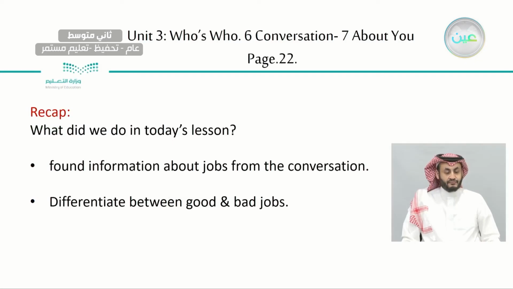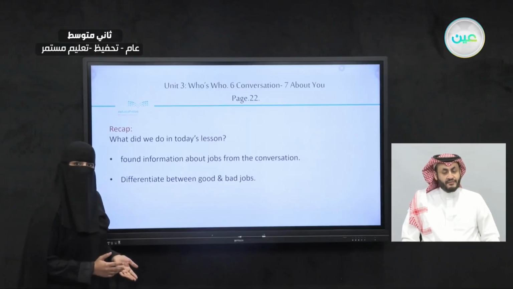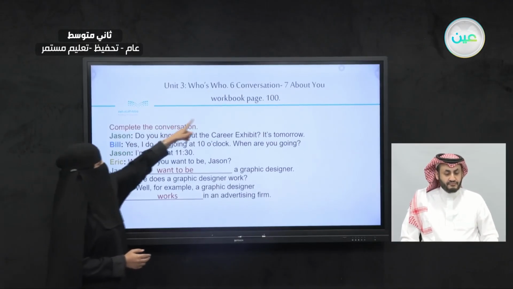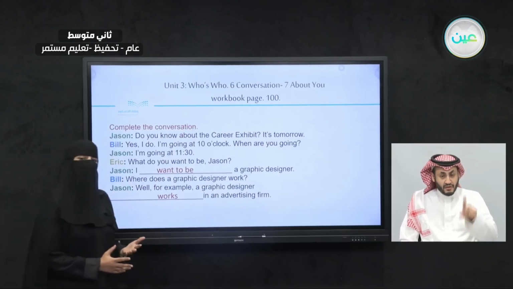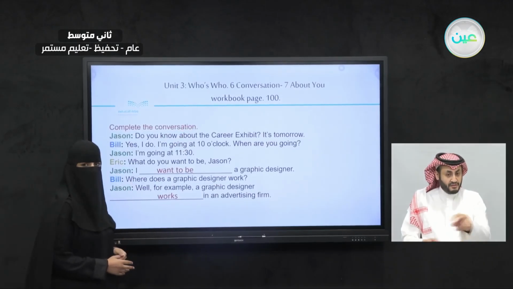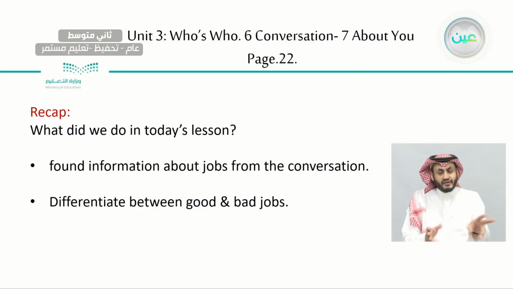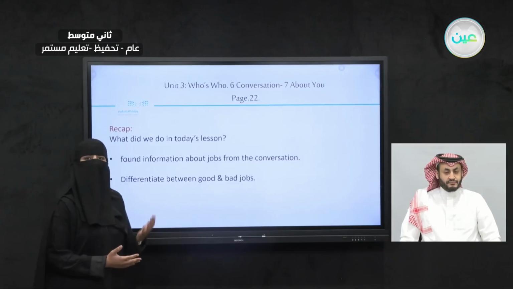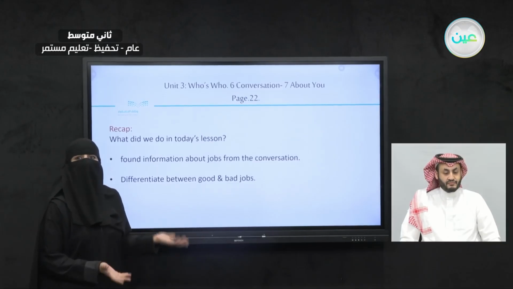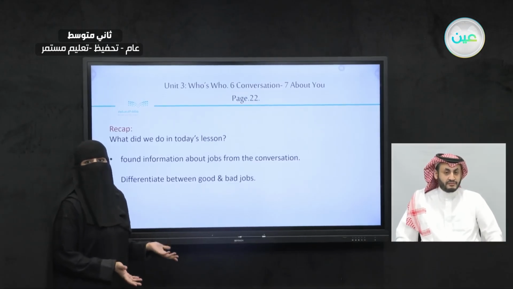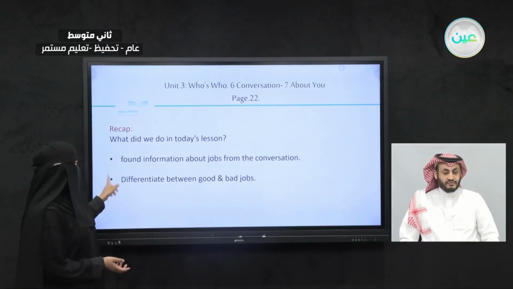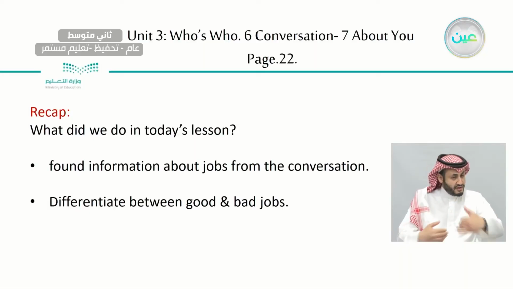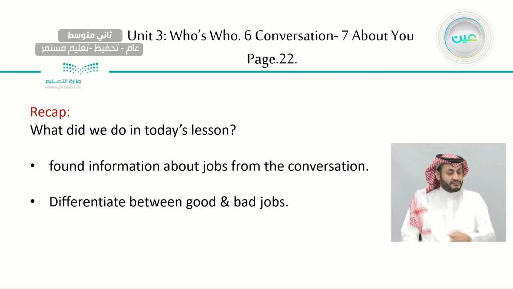Now, I want you to try to complete the rest of the conversation on page 100 in the workbook. Try to do it yourself, and we will get back to it later. So, what did we do in today's lesson? We found information about jobs from the conversation. Do you remember when we listened to the conversation between David and Ross? So, what do they do, and what are the jobs that they talked about? And we differentiated between good and bad jobs, and we gave reasons.